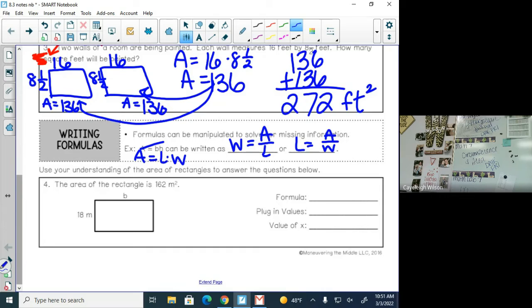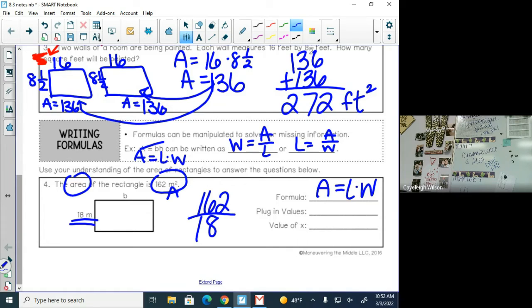Okay. All right, so let's look at this next one. It says, use your understanding of the area of rectangles to answer the questions below. The area of a rectangle is 162 meters squared. One side is 18. What is the other side? So I know that area is length times width. And I know this area is 162, and one side is 18. So I can do 162 divided by 18. That's dividing. A fraction line is dividing. And I get 9.